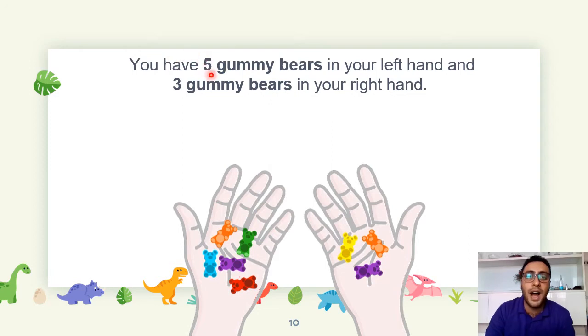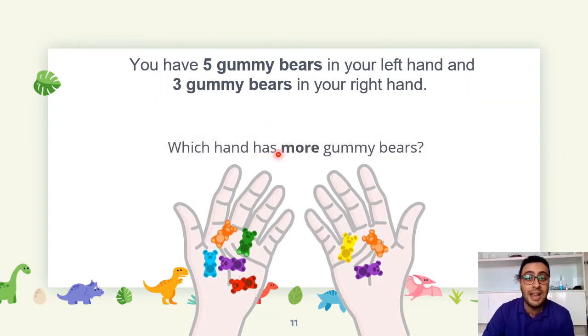You have 5 gummy bears in your left hand. Everyone, show me your left hand. Show me your left hand like this. Okay, so this is my left hand. You have 5 gummy bears. 1, 2, 3, 4, 5. 5 gummy bears in your left hand. And 3 gummy bears in your right hand. So 5 gummy bears in your left hand and 3 gummy bears in your right hand. So what is the question?